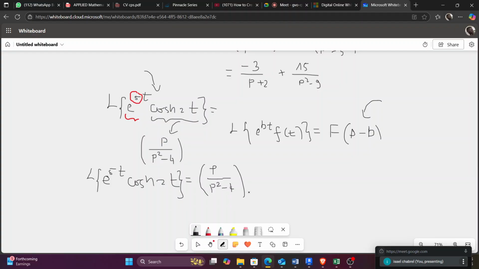You come down here. You say that the expression of P will be substituted by the expression P minus B. So P minus, what is our B? Our B is 5. So P minus 5. So what will be the general solution? The last solution, guys, how do you solve it? You simply substitute where there is P by P minus 5. So the solution here will be P minus 5 over, here you will have P minus 5 square.